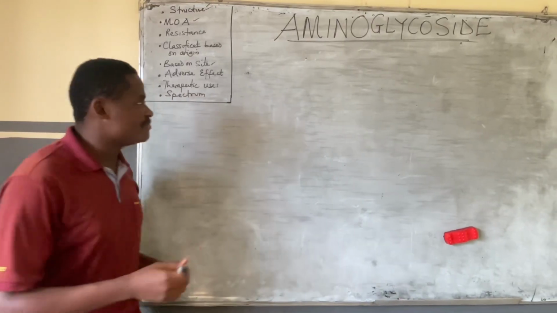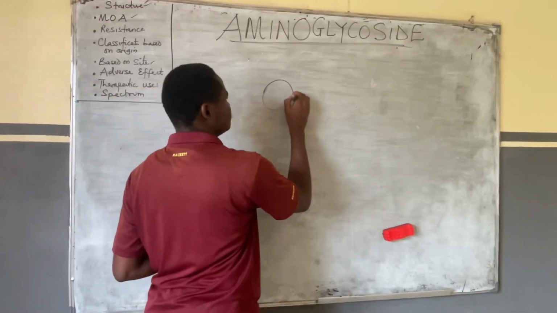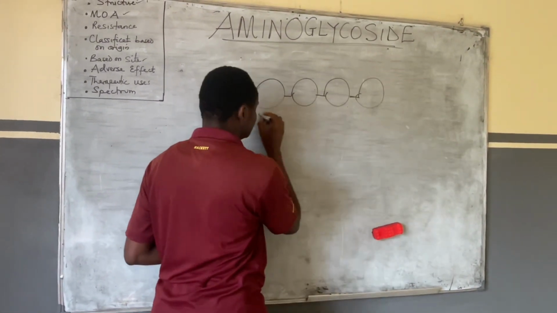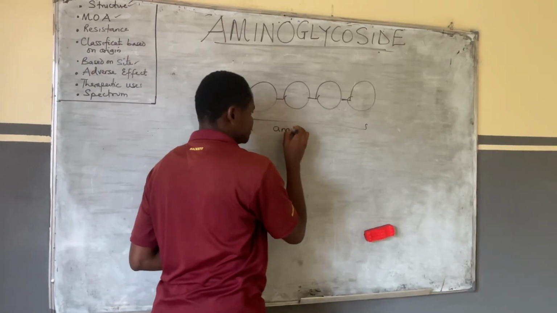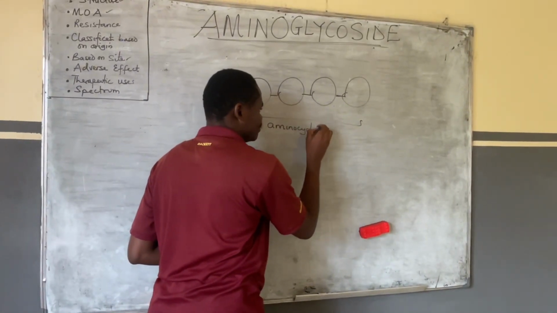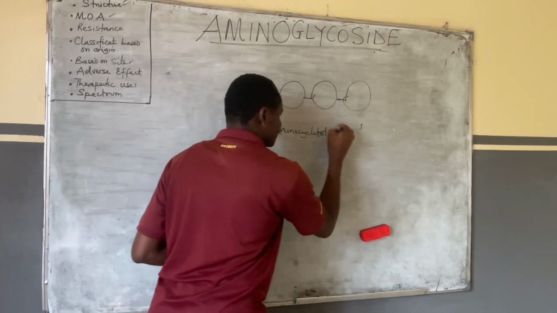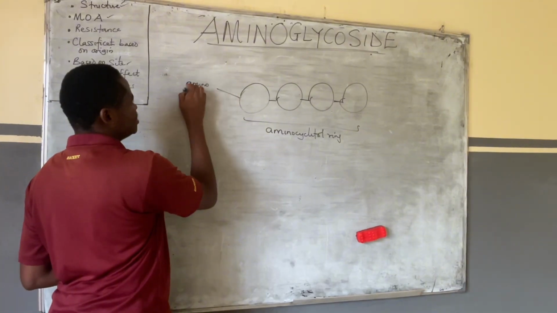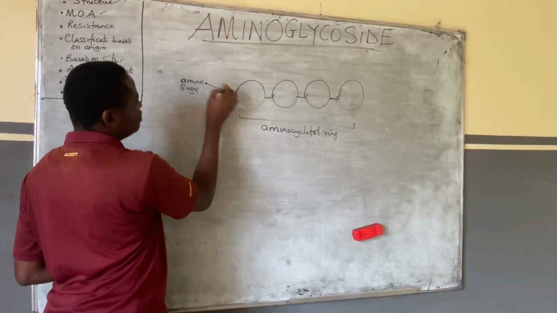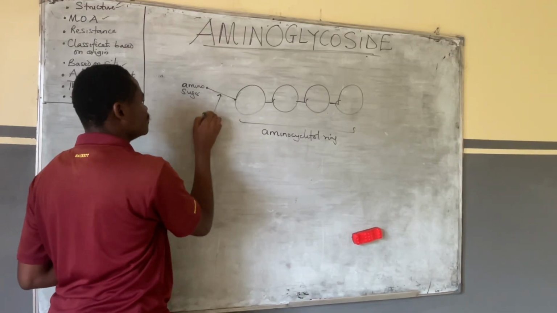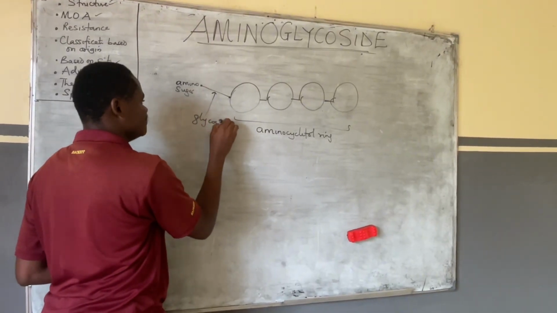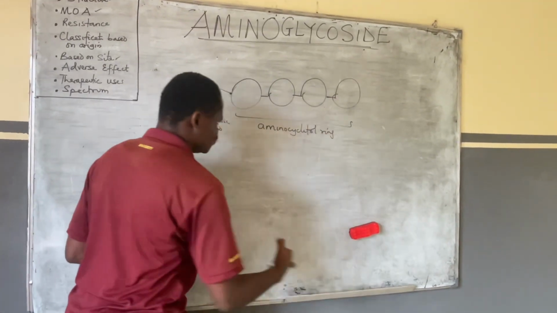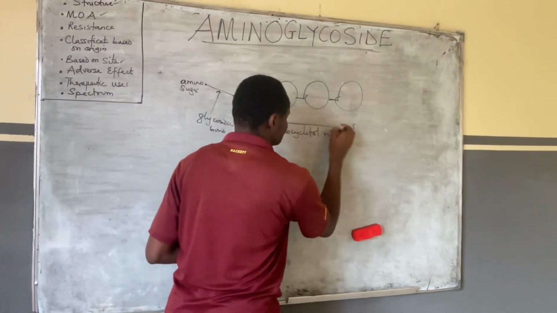Alright, now for the structure of aminoglycoside, I'll show you some circles like this. We have some circles like this, which I will call the aminocyclical ring. Now, this aminocyclical ring is attached to an amino sugar using a particular bond called the glycosidic bond. So this is a very basic structure you should have in mind, especially as one who is not doing specialty in pharmacology.